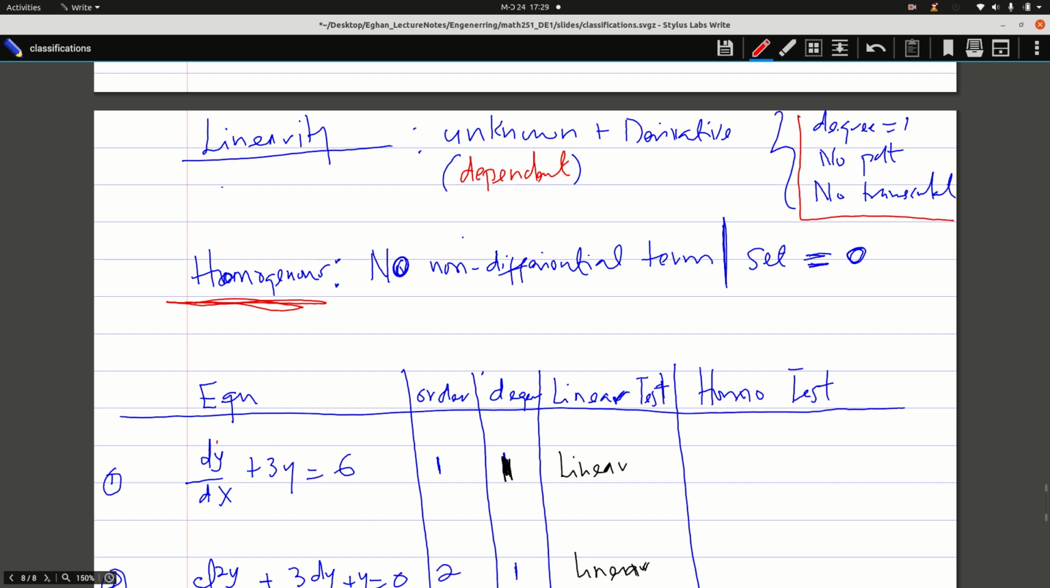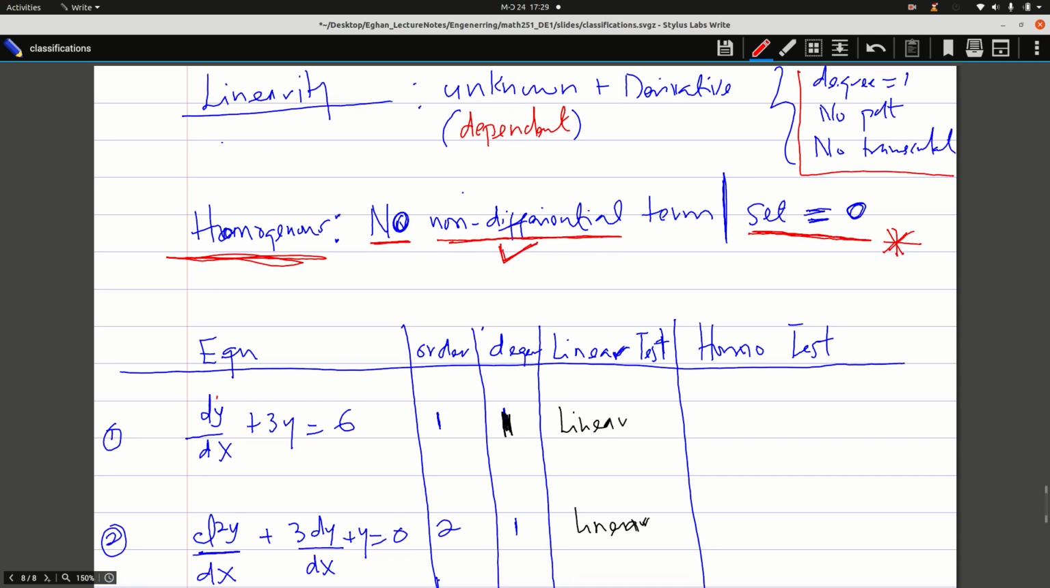Now let's look at the homogeneous aspect of the equation. It says the differential equation is homogeneous if there is no non-differential term in the equation, or when the equation is also set to 0, it is homogeneous. Now I don't want to dwell on the setting to 0 because sometimes it might get tricky. I want to dwell here on when there is no non-differential term. The non-differential term means that I want to have all my terms in the dependent variable.